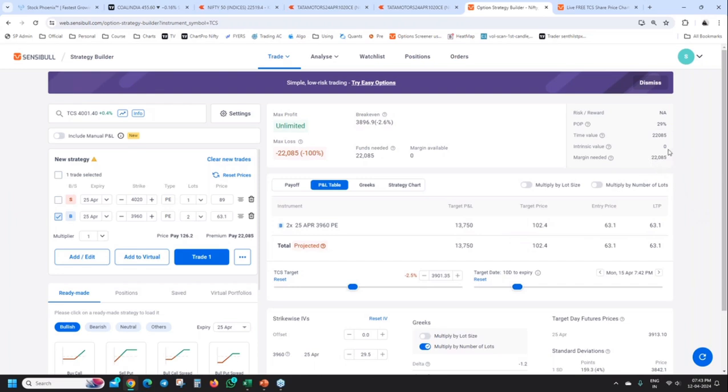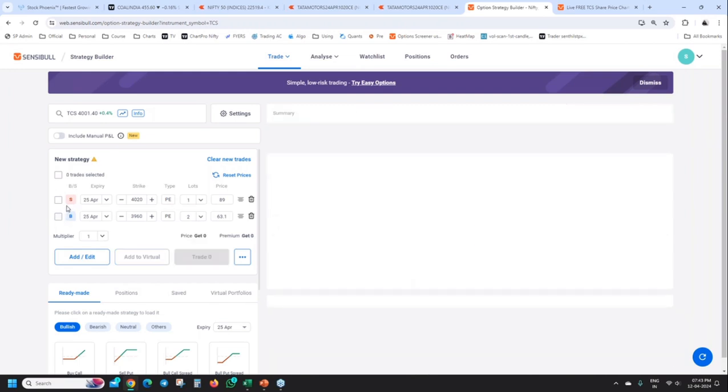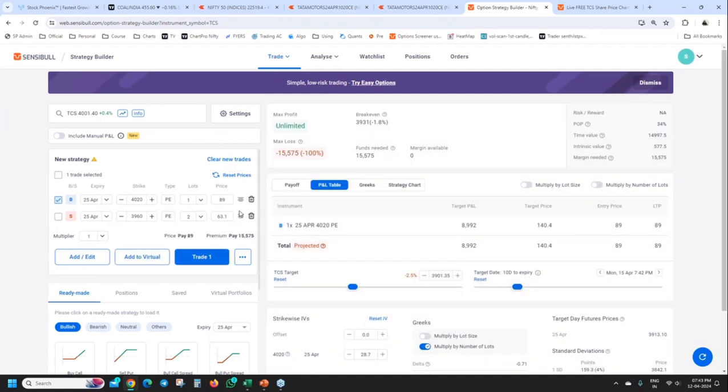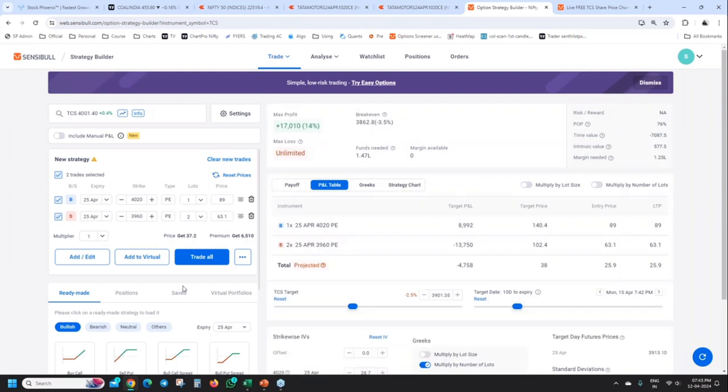instead of spending 22,000 rupees, you have to spend more. See, when you want to buy TCS, what will you do? You'll buy a premium of 89 rupees. Instead of spending 15,000 rupees, you have to invest double the money, but that is for your capital protection. Are we clear? Any doubts, sir, madam? Any questions?